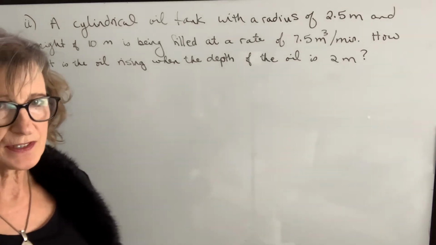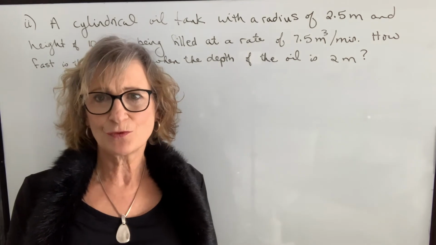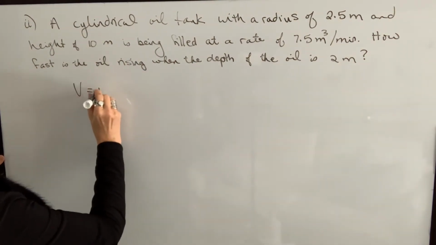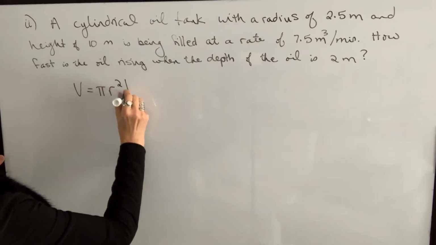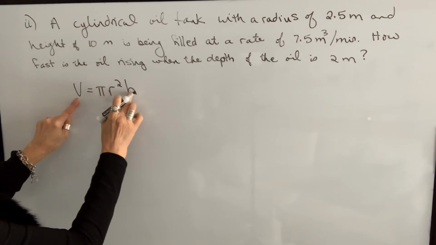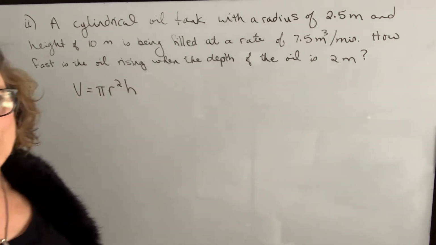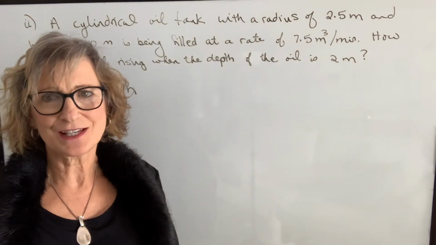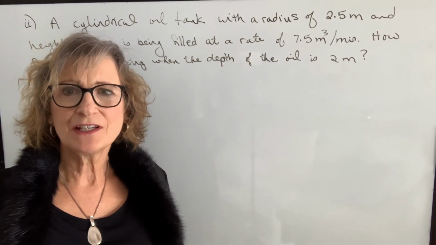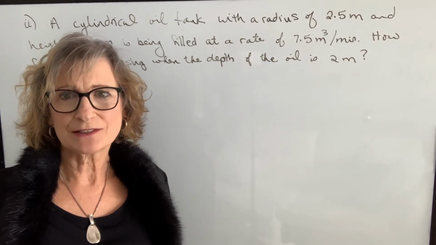So we're talking about the size of a cylinder. We need to use the volume of a cylinder. Volume of a cylinder is pi times radius squared times height. Now we have volume as a function of 2 independent variables. So we have 3 unknowns in this case. When you have 3 unknowns, you look to see if any of those values is remaining constant.